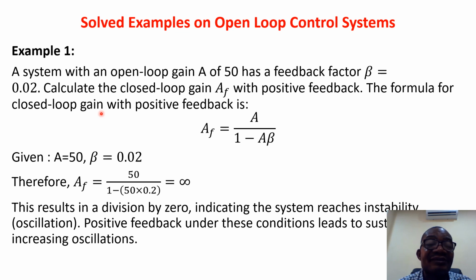The formula for the closed loop gain with positive feedback is given by AF is equal to A over 1 minus A beta, given that A is equal to 50 and beta is equal to 0.02. So you can see that the feedback factor beta is equal to 0.02. So when we substitute them into that equation, we have AF is equal to 50 over 1 minus 50 times 0.02.